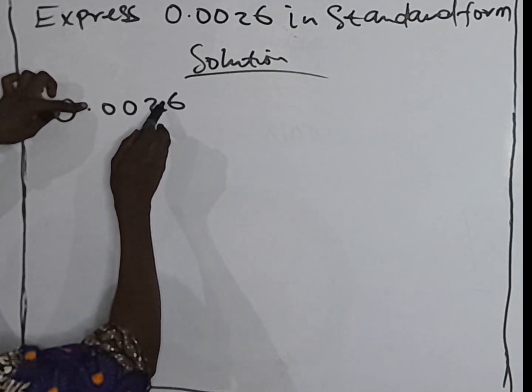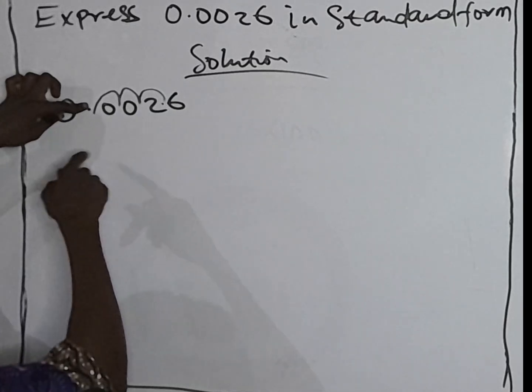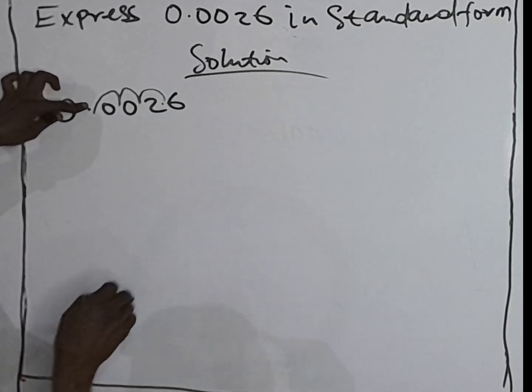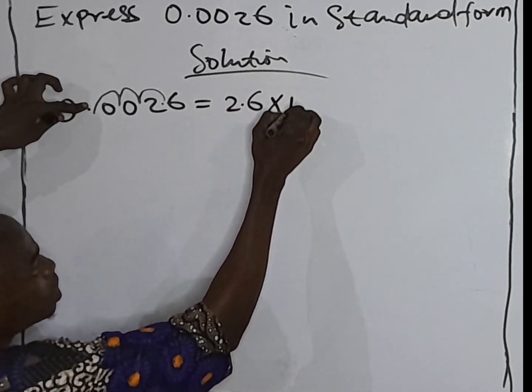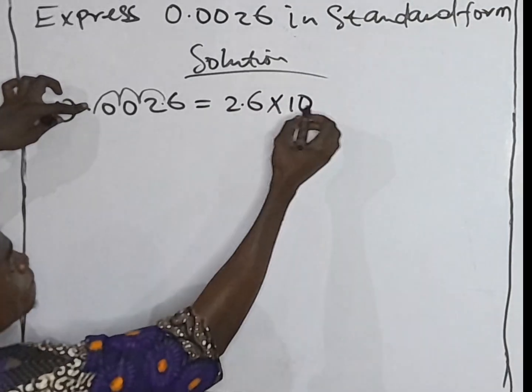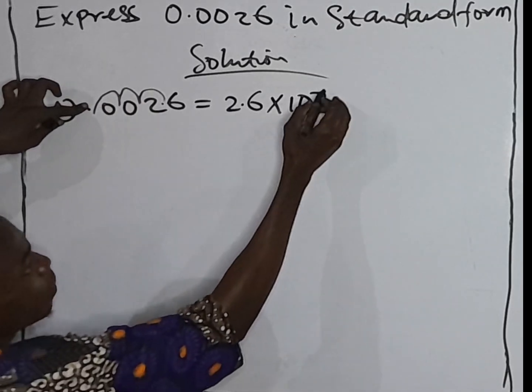I will count towards my left hand side, right? So I'm counting towards my left hand side. Therefore, there is something I will do. I will say this thing is equal to 2.6 times 10 raised to power what? Minus. Look at it from here: 1, 2, 3. I write minus 3.